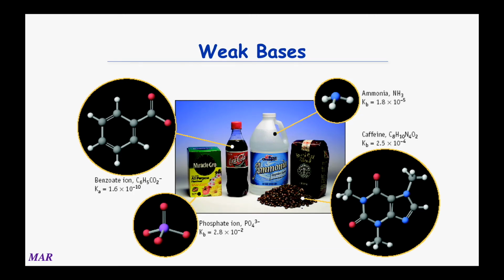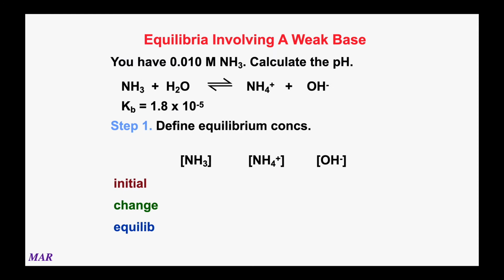Bases can be weak, just like acids can be weak. There's a whole bunch of different possibilities. Caffeine itself is actually slightly basic in coffee. It has a Kb value. There's also ammonia, benzoate, phosphate, etc. You can find pHs from bases just as well as you can from acids.